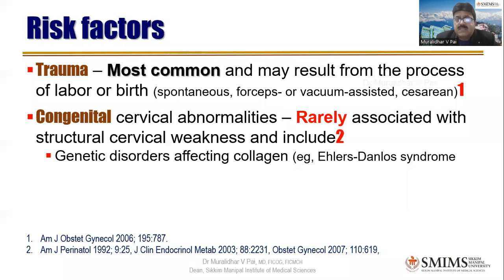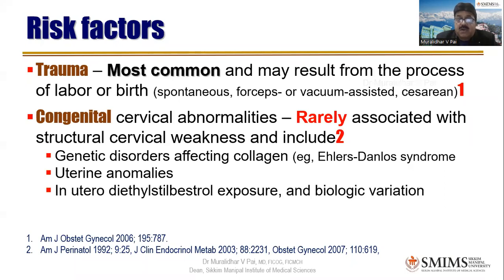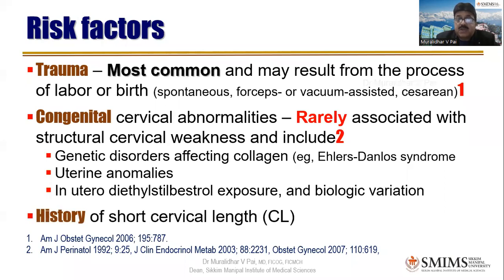They will have other collagen diseases like Ehlers-Danlos syndrome. Uterine anomalies: the cervical incompetency or insufficiency may be a part of general structural anomalies in the uterus, or in utero diethylstilbestrol exposure and biologic variation. Nowadays, nobody uses this DES, so that's the old thinking. History of short cervical length. Suppose somebody had short cervical length in the previous pregnancy, even though they didn't have a second trimester abortion, maybe they had just a preterm labor, that history is also a risk factor.